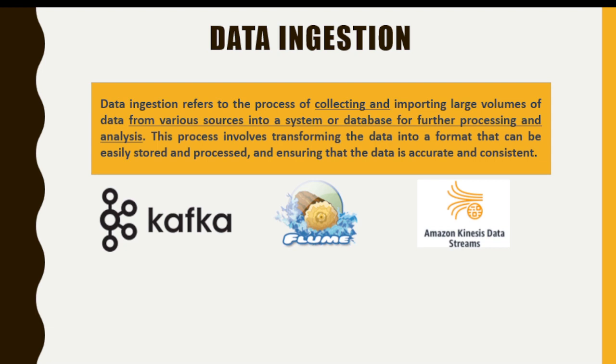Apache Kafka is a distributed streaming platform that can handle high volumes of data in real time. It's often used for real-time data processing, streaming, and data integration. Apache Flume is a distributed, reliable, and available system for efficiently collecting, aggregating, and moving large amounts of log data. It is often used for data ingestion from various sources, like social media platforms, web servers, and mobile devices. Amazon Kinesis is a fully managed streaming data service that can handle large volumes of data in real time.